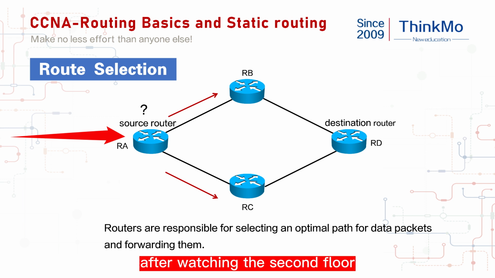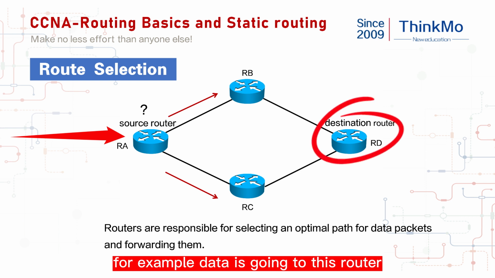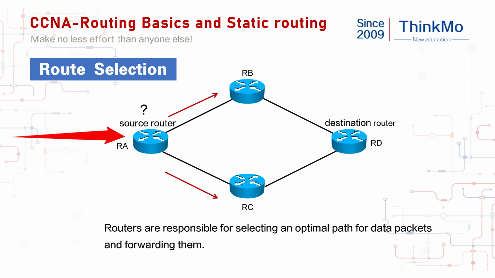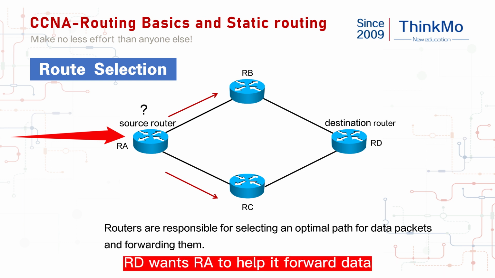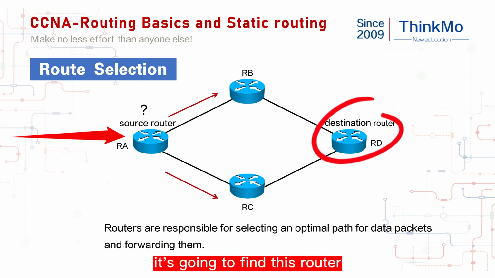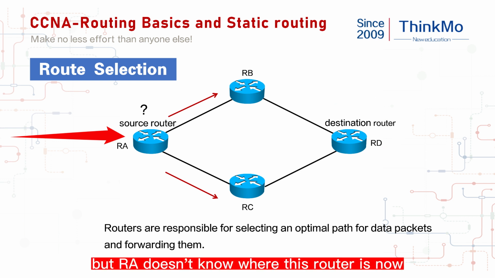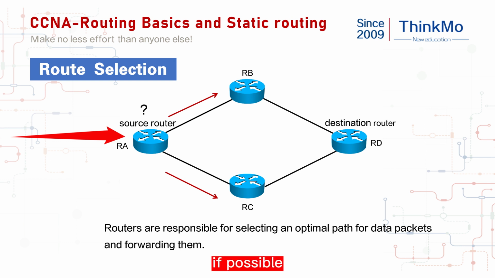After looking at the second layer, look at the third layer. For example, data is going to this router, RD. Then RA will think about it now. RD wants RA to help it forward data. It's going to find this router. But RA doesn't know where this router is now, so it is unable to forward data for RD. If possible, RA will help it. If not possible, then RA will discard the packet.